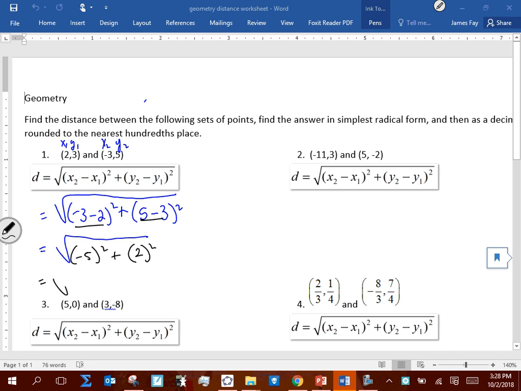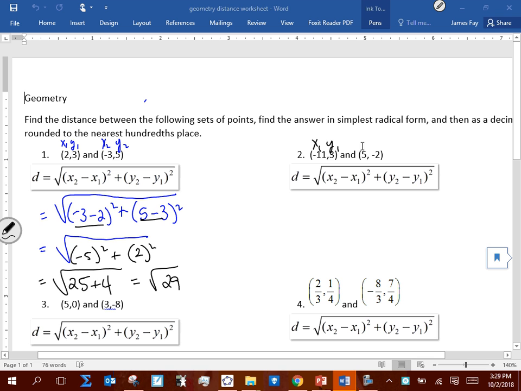Order of operations says now we got to square those. So negative 5 squared is 25. 2 squared is 4. So it's going to give me radical 29. Okay. 29 is prime, so that thing does not simplify any further than that. And we are good to go. That's the first one. The second one over here, same principle.